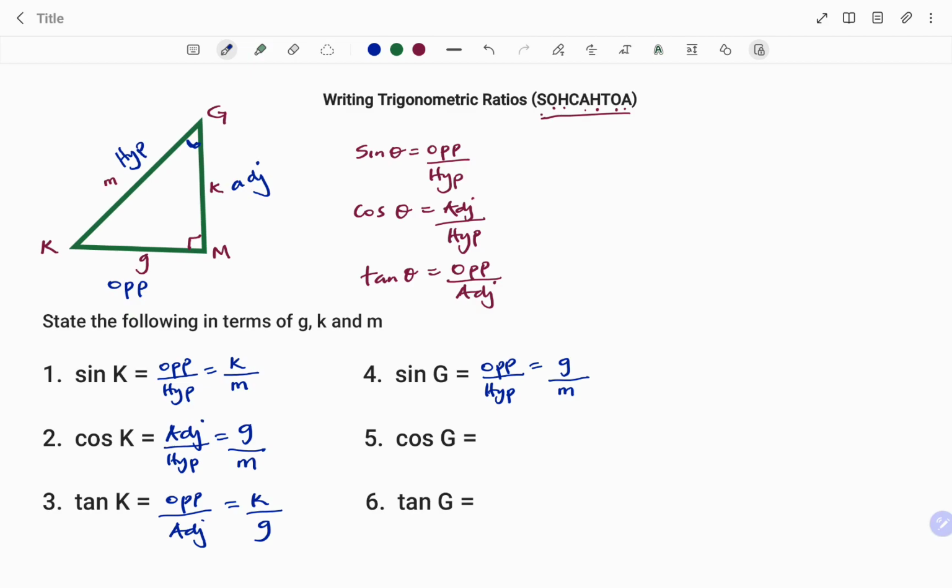Goes to our cos G. Cos is adjacent over hypotenuse. Adjacent in this case is K over M. And the last trig ratio, tan G, opposite over adjacent. Opposite is G over adjacent K.